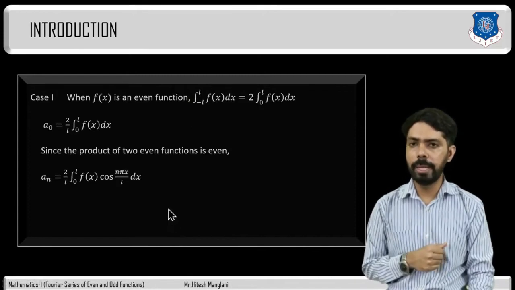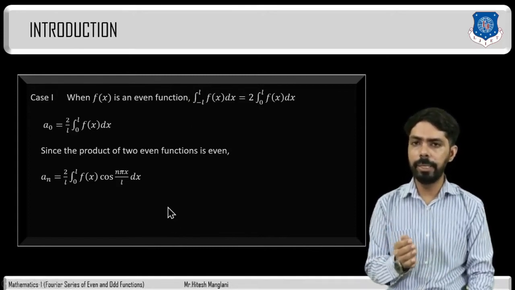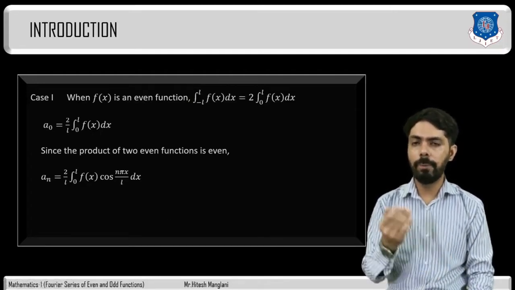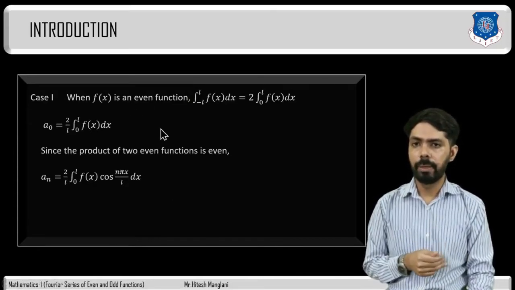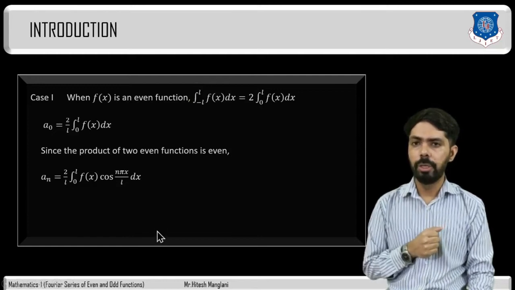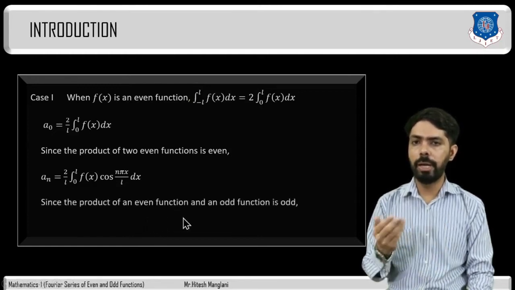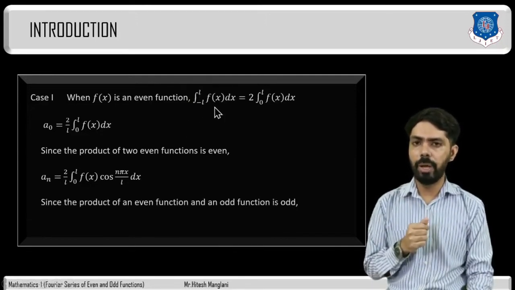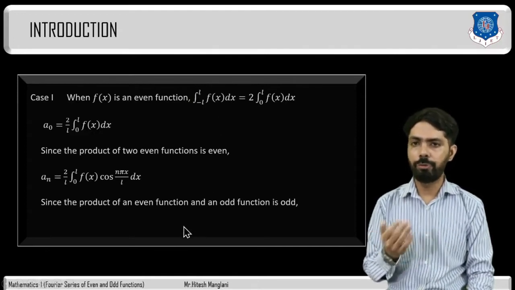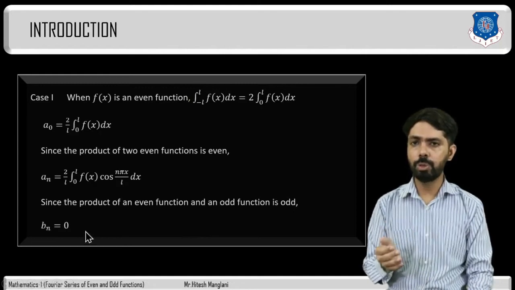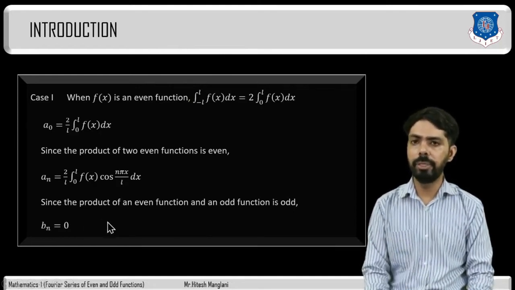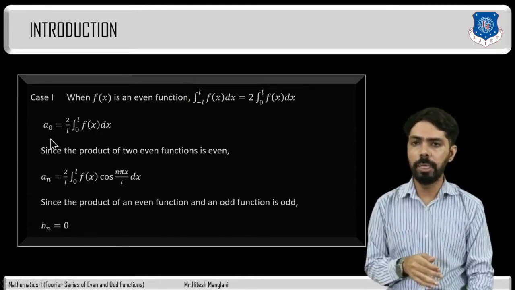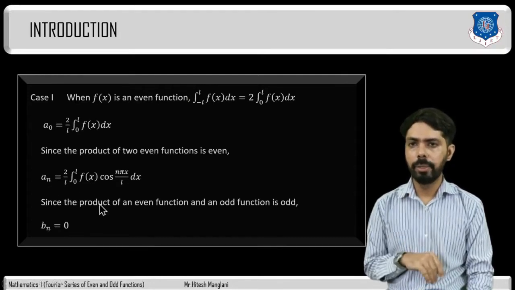Now we will find out bn for this case. We know the formula of bn, that is 1 divided by L integration minus L to L f of x into sin n pi x divided by L dx. Now here f of x is an even function and sin is an odd function. So the product of an even function and an odd function is odd. Therefore, by the property of odd functions, the integration minus L to L will be 0. Therefore, bn will be 0. So, whenever the function is an even function, there is no need to find bn because bn will be 0. We will find only the values of a0 and an.